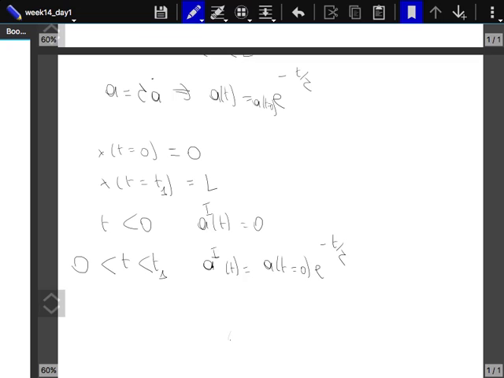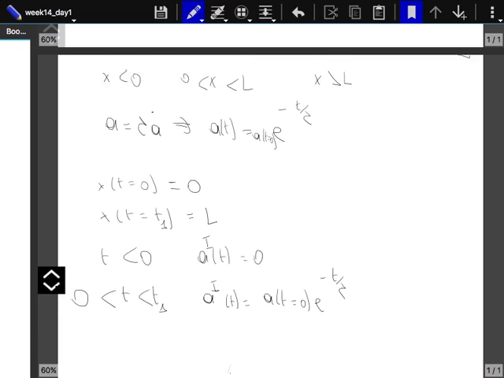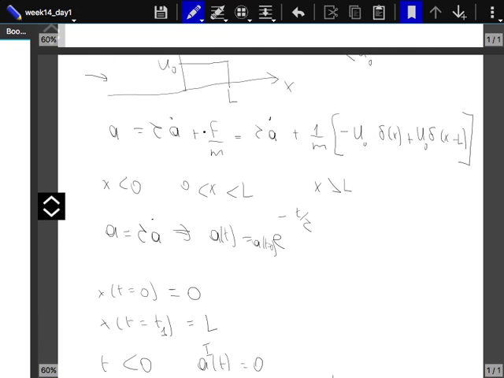Now, the acceleration need not be continuous, as I said. It can have some jump. So let me see how much the acceleration changes as I go from x less than 0 to x larger than 0. So let's look at the discontinuity of the acceleration. Well, this is my differential equation.